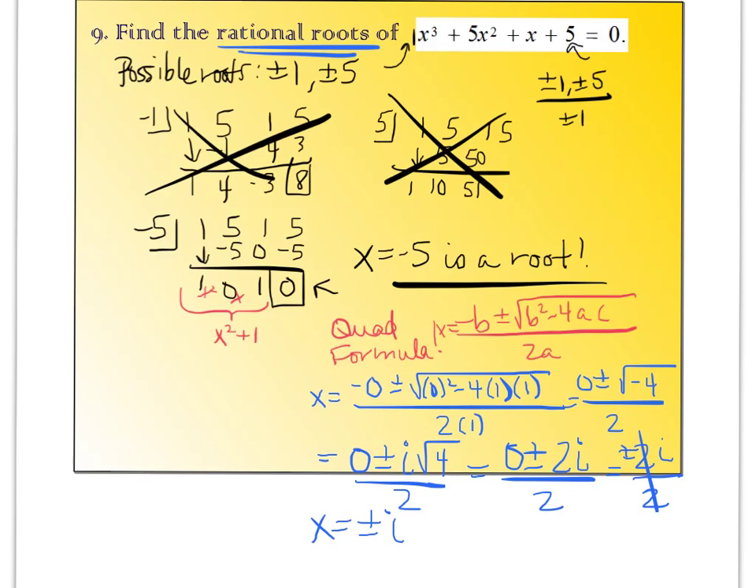So here's 2 of my answers. We had x equals negative 5 being one of them as well. So if you look at your degree in the original problem, it was 3, and you did just find 3 answers. So those are your 3 answers for this problem.